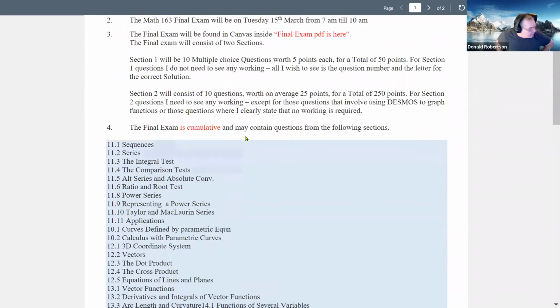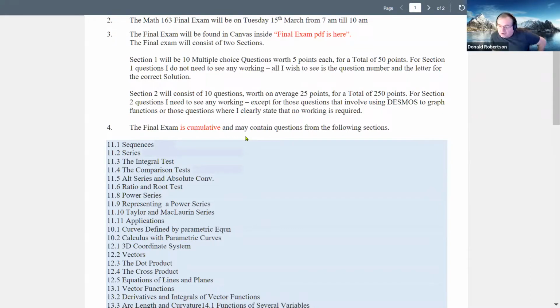Section 2 is going to have 10 questions in it, and they're going to average 25 points. That comes to the other 250. So there's your 300 points in your final. Section 2 is what's called the long response, right, where you write all the working down.